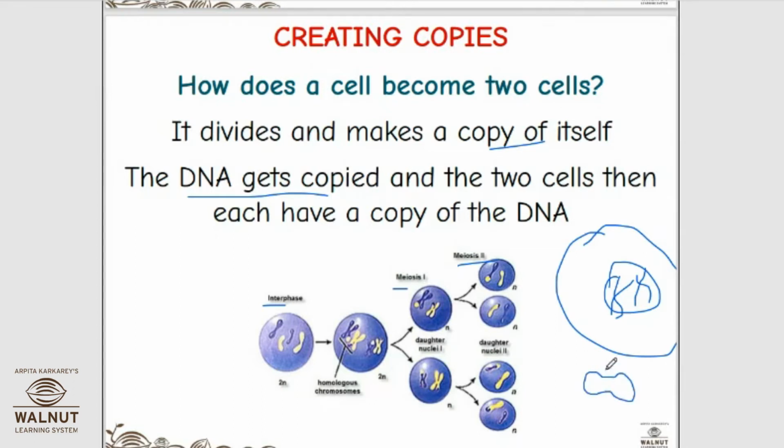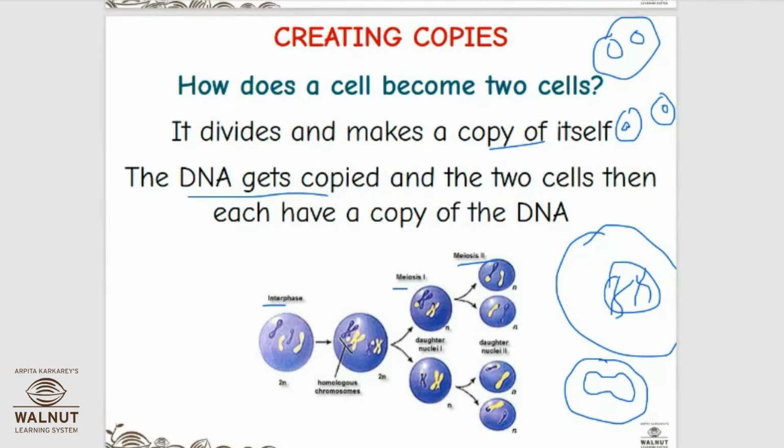Something like this, the nucleus will separate. I can show it to you here. Two different nuclei will be formed, and then in the next step the cells separate into two with two distinct nuclei. So in this way the cell divides and DNA gets copied.